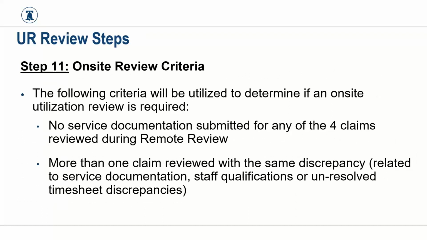All right, step 11. So the remote review is done after we've finalized all of the findings for the 4 claims, the original and the 3 additional. And this is all if you had unmet findings for that original claim. If you didn't, you've been done the process. But if you did, then we send you the final information for all 4 claims.